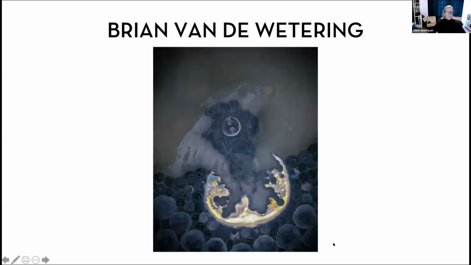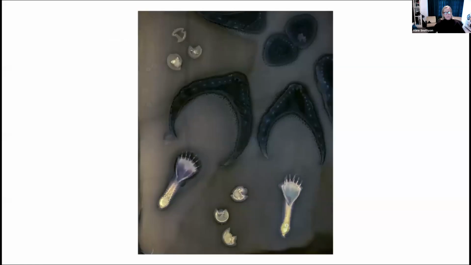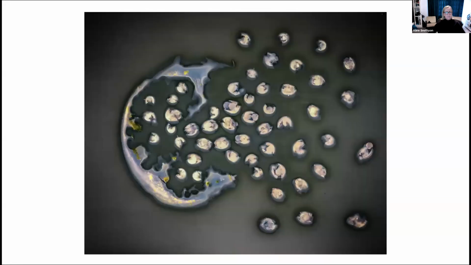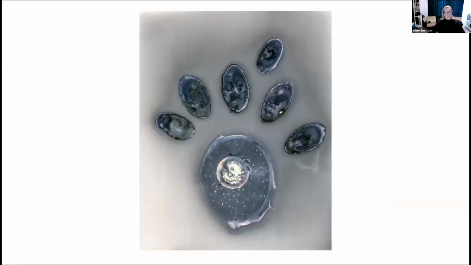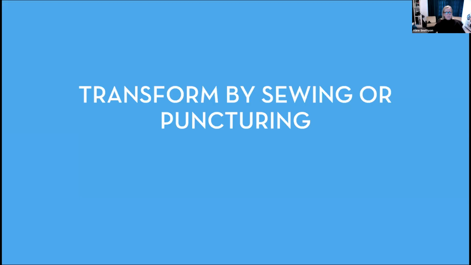Another process that became very popular during the pandemic were lumen prints. And this is Brian van der Wetering, whose beautiful lumen prints of plants and food are just stunning. I'm going to go back.